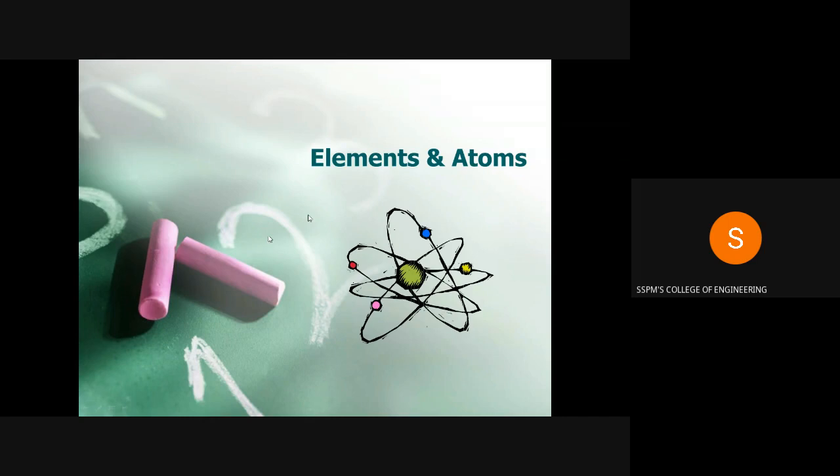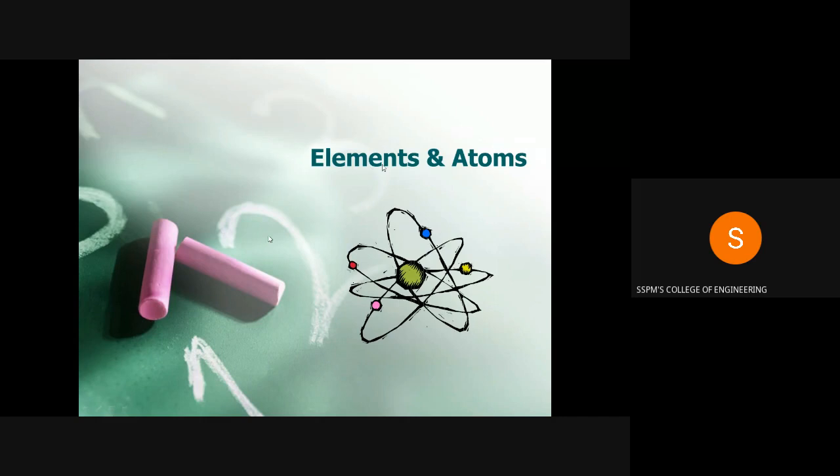Today we are going to deliver the lecture on elements and atom. The topic name is structure of atom, in which some study of elements is also included. This topic has 2% weightage in the CET syllabus. 2% means a minimum of one or two questions may be asked on this topic.